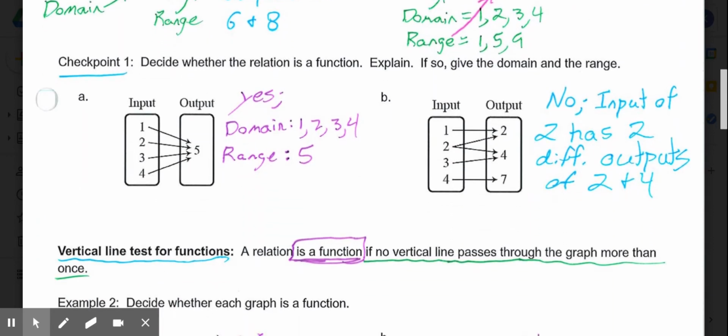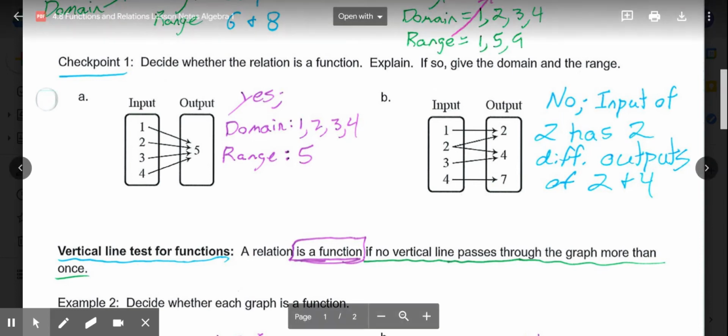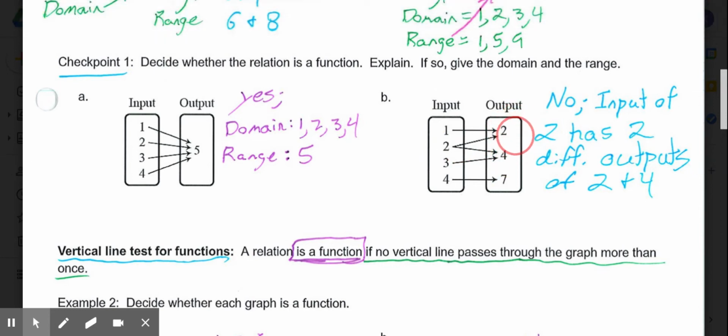So again, two examples here in our checkpoint. Are they functions? If so, give the domain and range. In example A, we have 4 inputs and only one output of 5, but that is still a function because each input has only one output. So our domain would be 1, 2, 3, 4. The range would be 5. In B, it is not a function because this input of 2 has two different outputs, a 2 and 4.